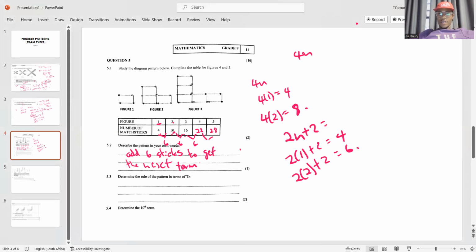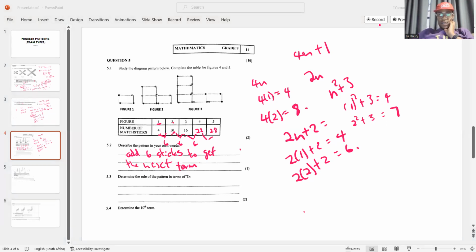You have 4n plus 1. Okay, it's not gonna give me that. Let's say n squared plus 3, because it's gonna give me 1 squared plus 3, which is 4. Then 2 squared plus 3, which is 7. So it doesn't give me that answer.